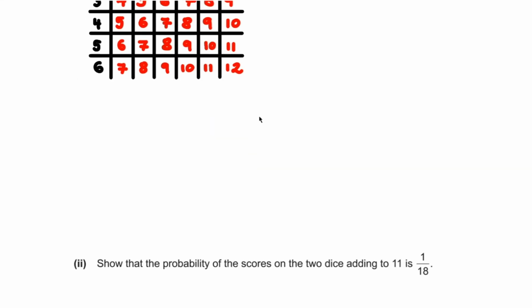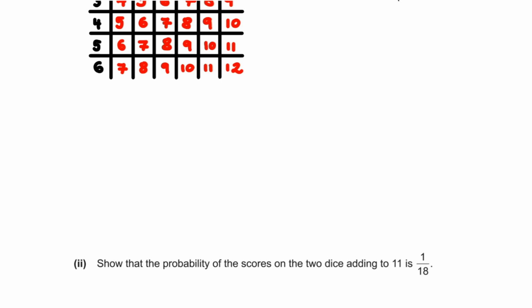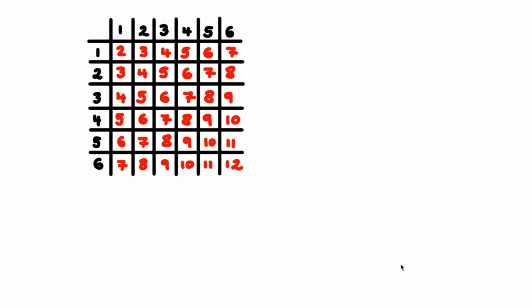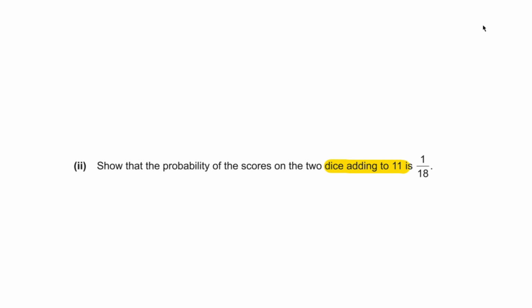So now we have to show the probability of the scores on the 2 dice adding to 11 is 1 over 18. So we want the scores to add to 11. So we've got 2 of them out of a total of 36. So the probability they add to 11 is equal to 2 over 36, which is equal to 1 over 18.